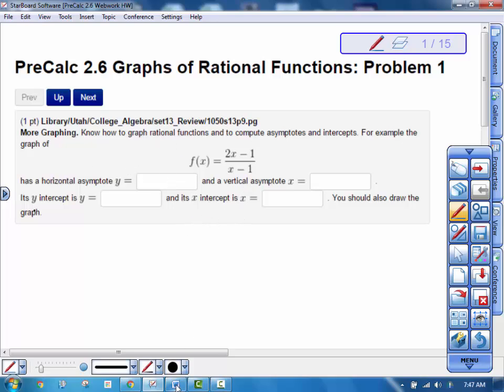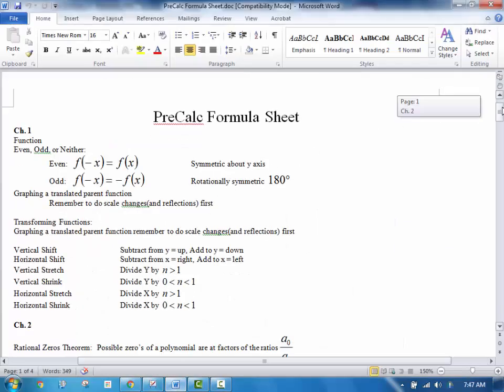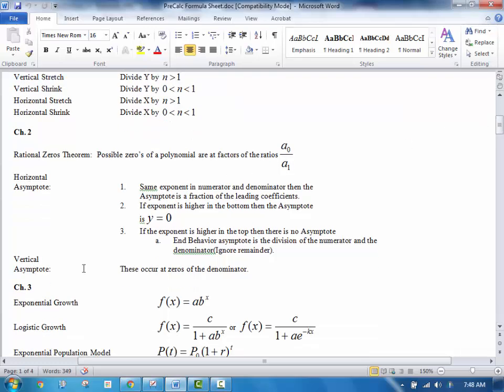The horizontal asymptote, I have this information on the formula sheet. If you pull it up right here, I give you all the information you need about horizontal and vertical asymptotes. So feel free to read this over and use it if you need it.